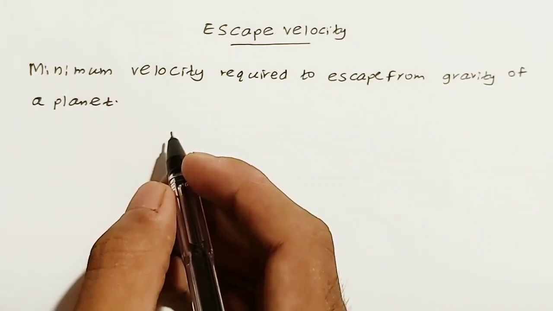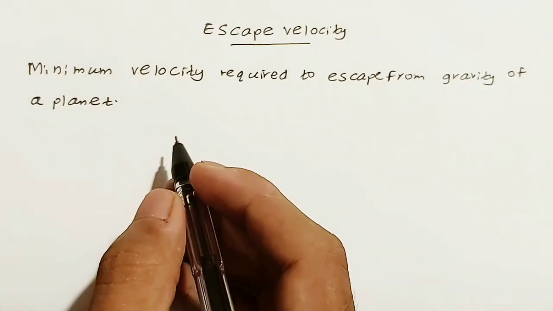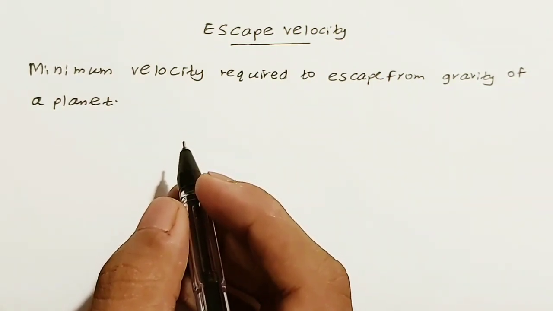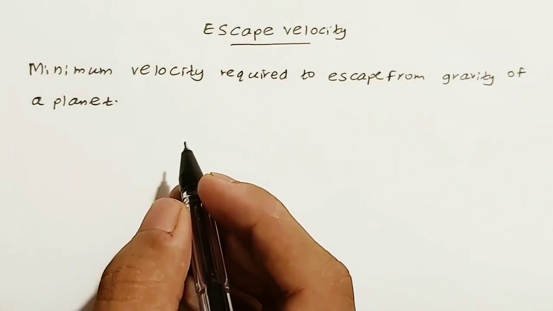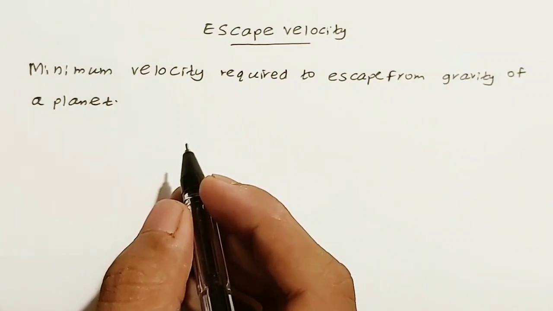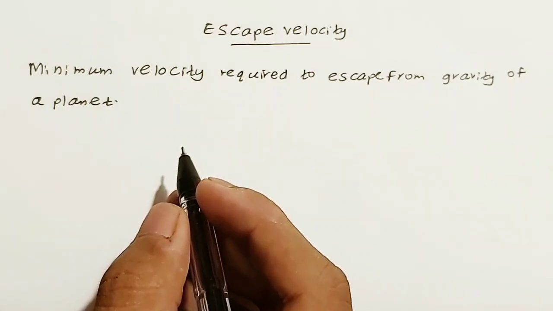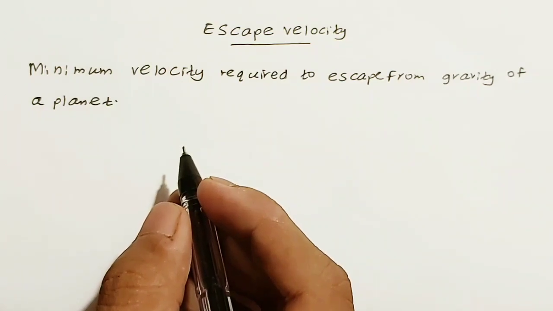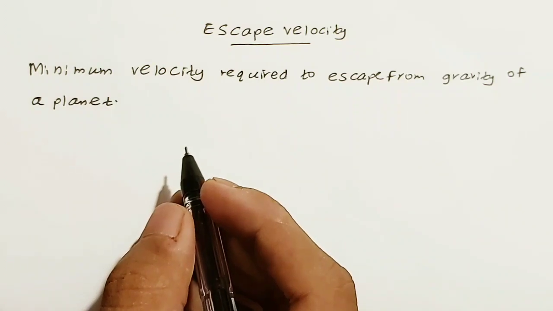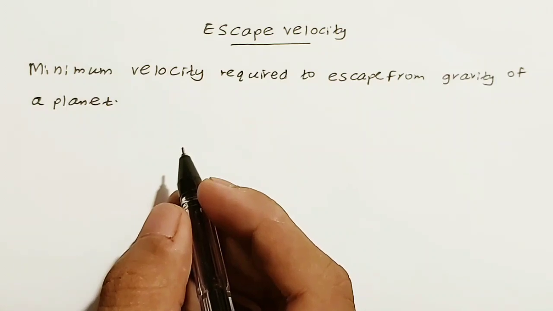This means a particular object won't reach back to that planet after it is shot out. If we shoot an object with the minimum velocity required to escape the gravity of that planet, we say that that's the escape velocity. So there won't be any energy added along the pathway.